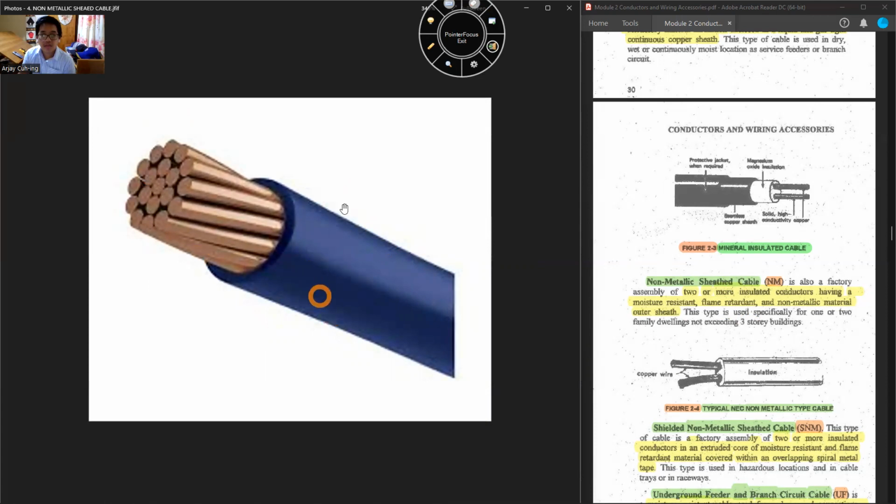Parang pinaka-characteristic niya, class, yung insulator niya, or like yung pinaka-tubing niya, yung armor niya, hindi siya metallic. Okay? So, this type of cable is used for 1 or 2 family dwellings not exceeding 3-story buildings. So, 3 stories and below lang tayo dito, class.